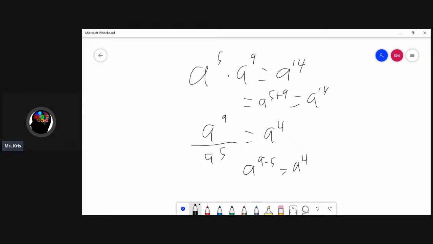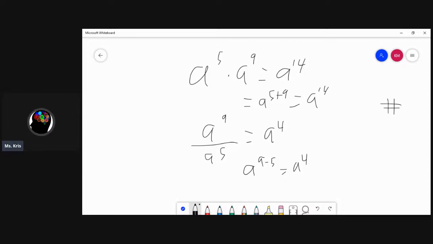Now remember, your a to the 9th, a to the 5th, that's still a to the 4th. Remember, your answer in the denominator cannot be 0. 0 will make your answer undefined.